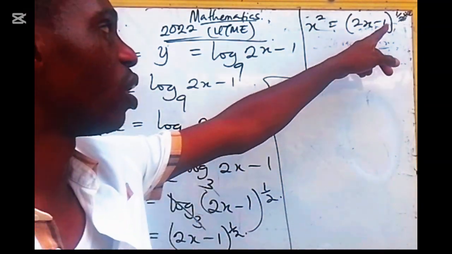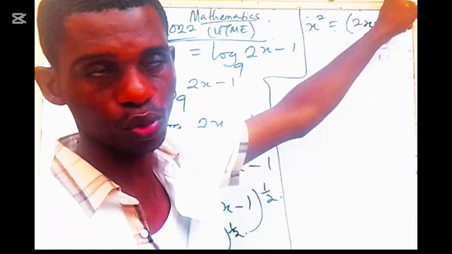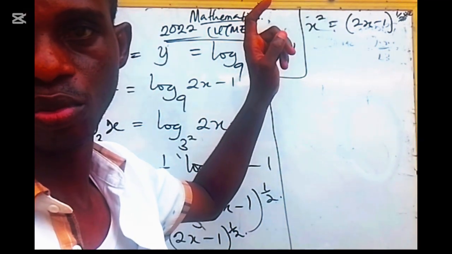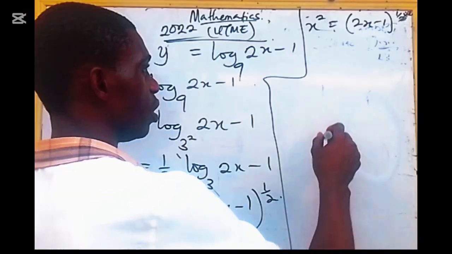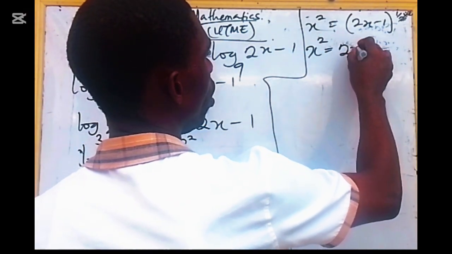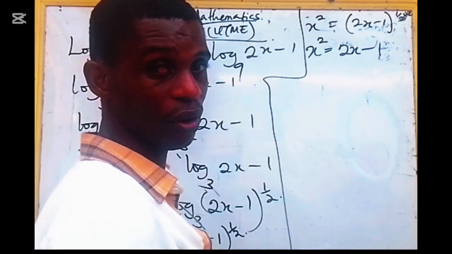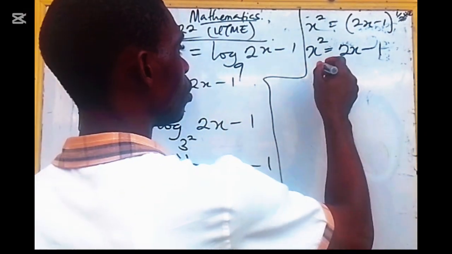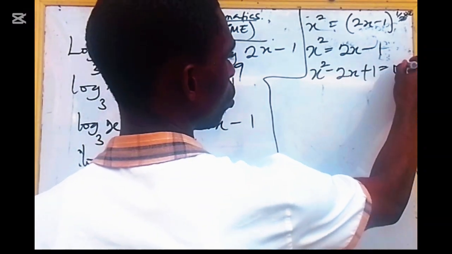Because I want to remove this 2 here, that was how I put that 2. I raise this to the power of 2. So what you do to one side, you do to the other side. So this one has become x squared equals what? 2x minus 1. No more this one now. That half has gone. So we now take everything out: x squared minus 2x plus 1 equals what? 0.